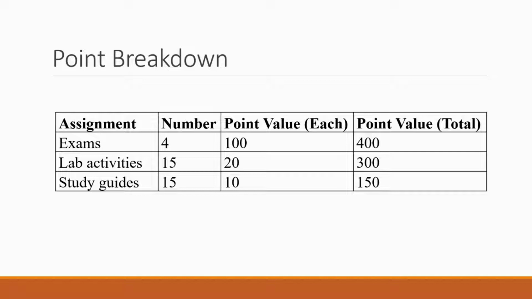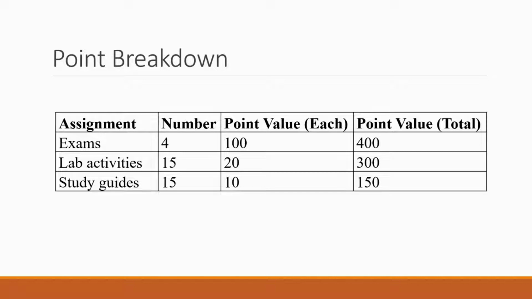Essentially, that's going to break down to 1 activity for every week of the semester, except for the last week when we have final exams. Those are each worth 20 points, and so that makes up another 300 points of the total class. And then you will also have study guides that are worth 10 points each.